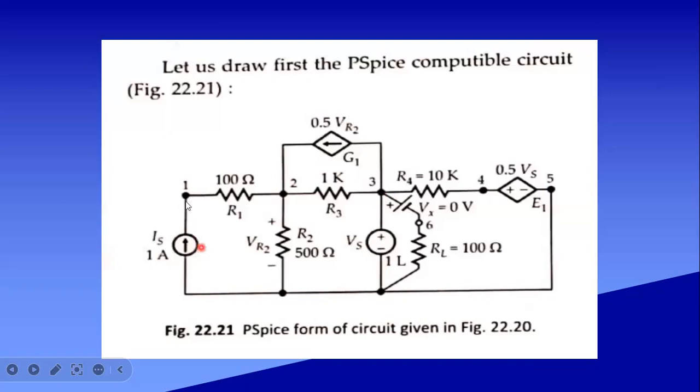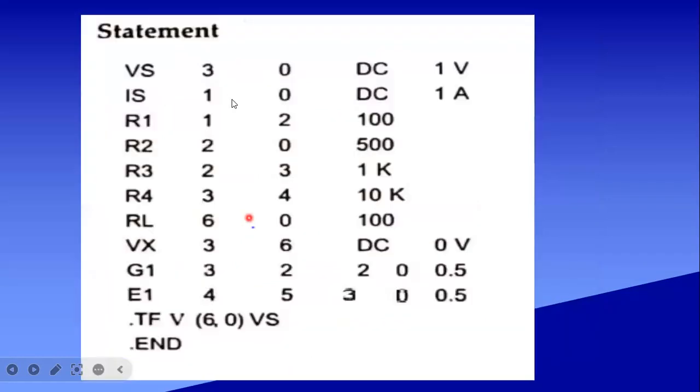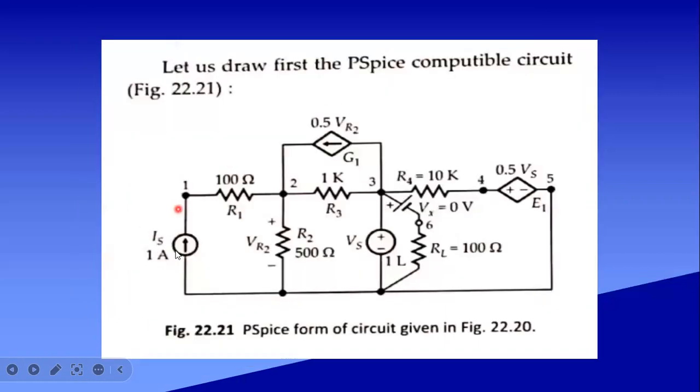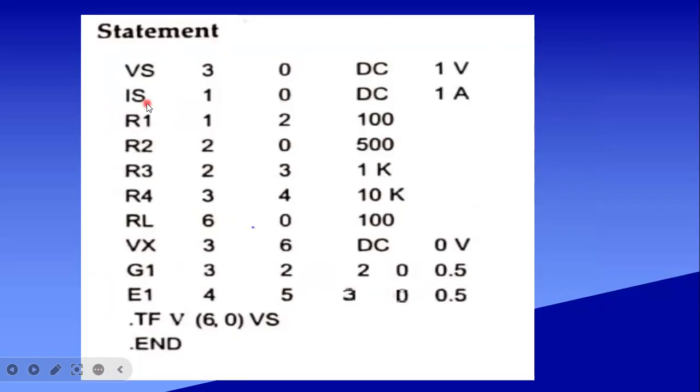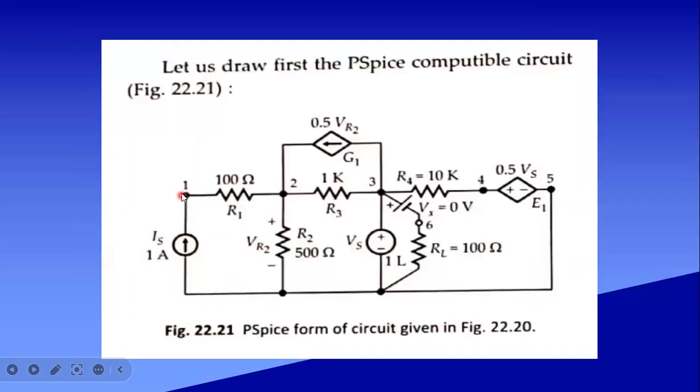Actually minus 1 amps, if it is connected between 1 and 0, DC minus 1 amps. If it is 0 1, then 0 1 DC 1 amps. Okay, there is a small printing mistake here. So if Is is connected between 1 and 0, DC minus 1, we have to write like this. If Is is 0 1, DC 1 amps, we have to write this.